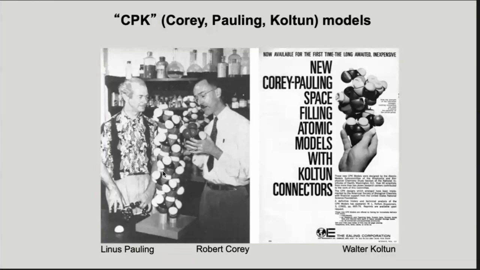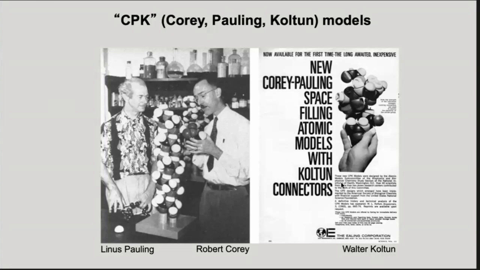They've actually got a model here, which I have a picture of somewhere in this lecture, of what is known as an alpha helix, which is an important component of proteins. And they had constructed it using these models. So originally developed by Robert Corey and Linus Pauling, so that's the C and the P in the name. But then in the early 1960s, there was a chemist working at NIH in Washington named Walter Colton, and his contribution was to create a different mechanism for connecting the spheres together. So these were known as Colton connectors.